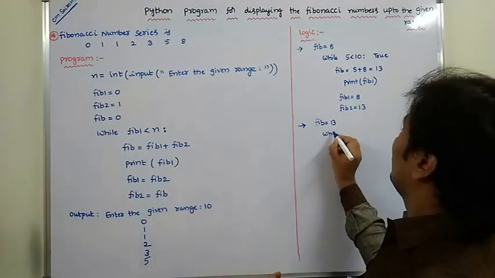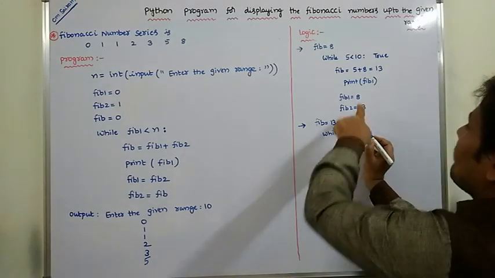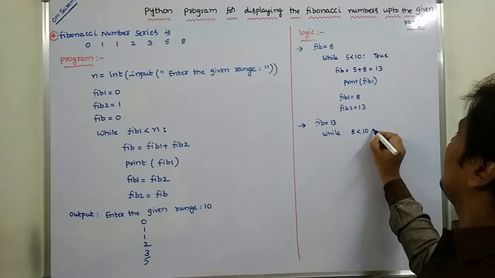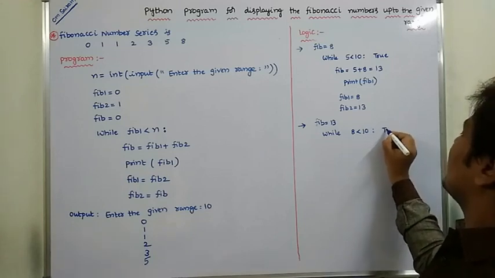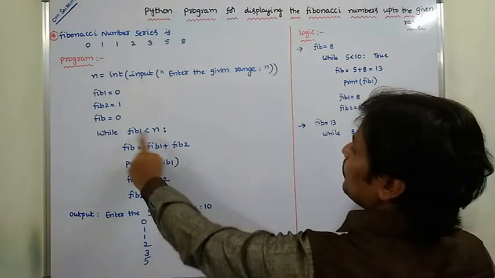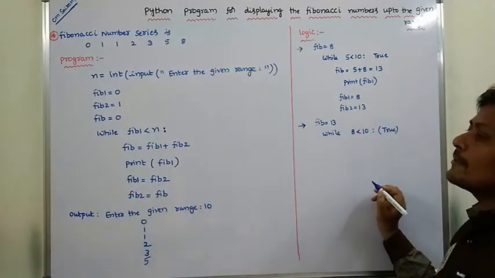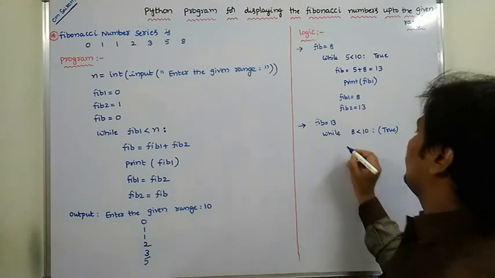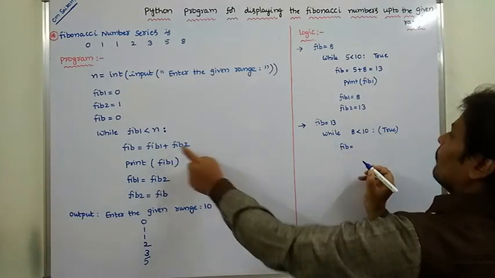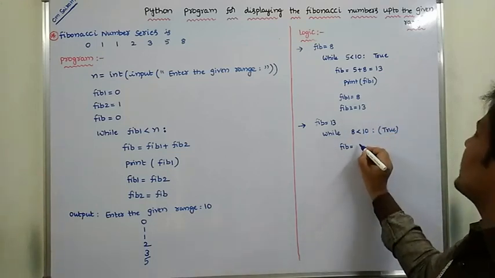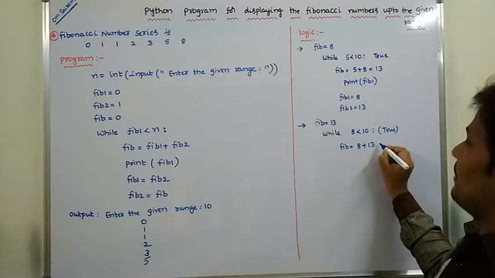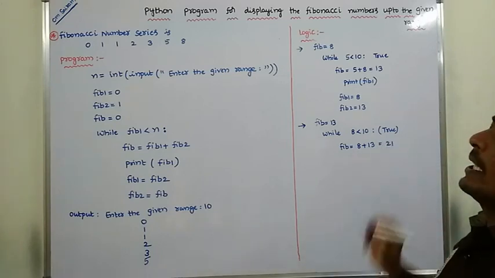While Fib1 less than 10. Fib1 value is 8. 8 less than 10. The condition is true. Okay. Next, if the condition is true, the control goes to the statements within the body of the while loop. So, in the while loop, Fib is equal to Fib1 plus Fib2. Fib1 value is 8 and Fib2 value is 13 in the previous step. So, that is equal to 21.